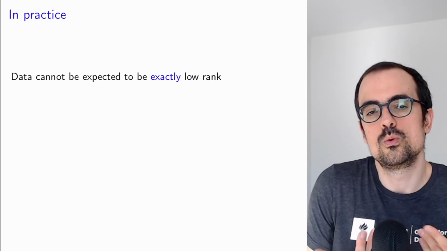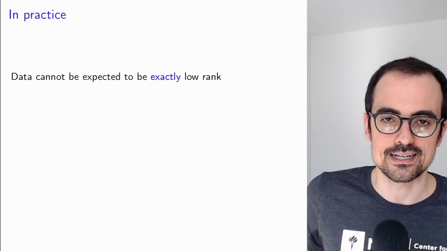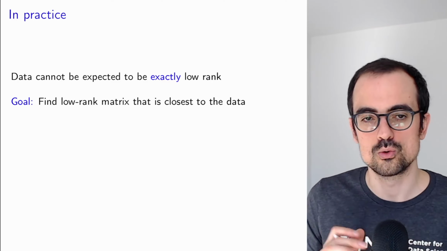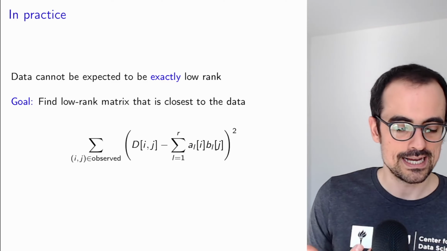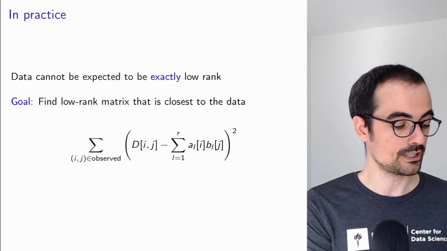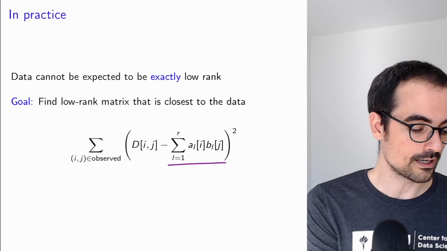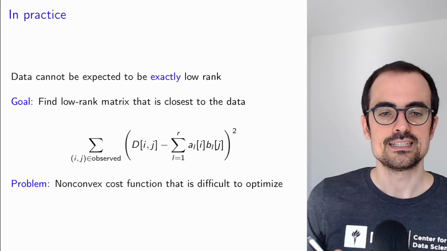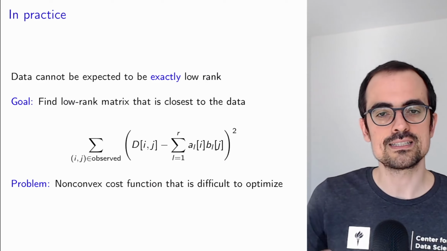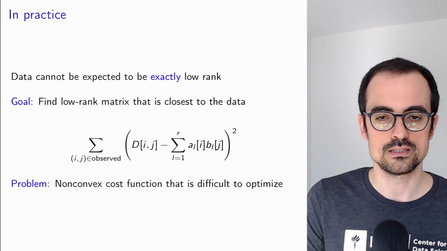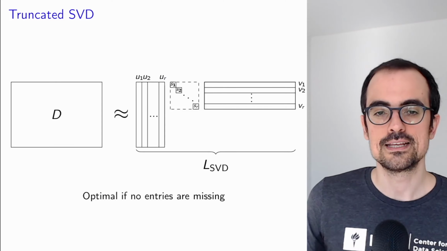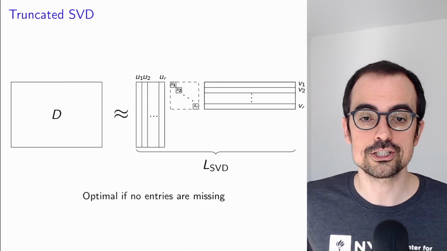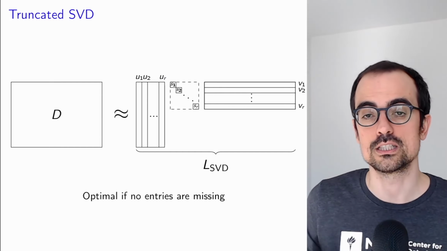So in practice, we cannot expect the data to be exactly low rank. So what we do is we find the low rank matrix that is closest to the data by trying to minimize the approximation of this low rank model to the observed data. This is a non-convex cost function that is difficult to optimize. There are several methods to fit these kinds of models. A simple one that we delve into deeper in the video on matrix completion is using the truncated SVD.